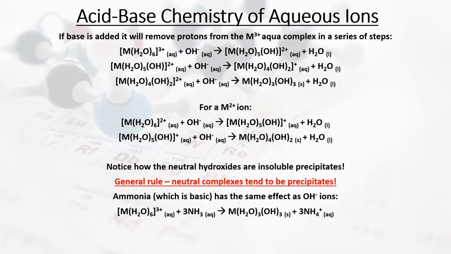All of the intermediate species cancel out, and your overall reaction would be your 3+ hexaaqua ion, aqueous, reacting with 3 lots of ammonia. Those ammonia molecules pick up a proton from some of those coordinated water molecules. So you create 3 ammonium ions, 3 NH4+, and you end up with our neutral complex that is a precipitate, our M(H2O)3(OH)3. And so ammonia has the same effect as these OH- ions in removing a proton because it acts as a base.